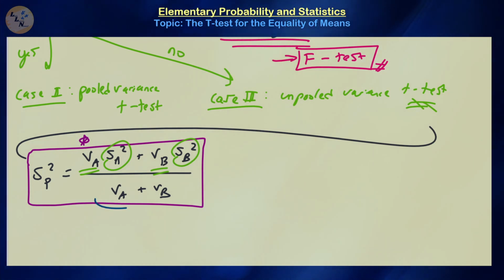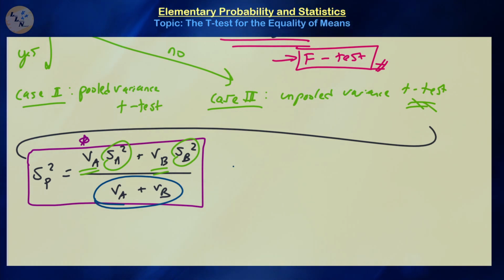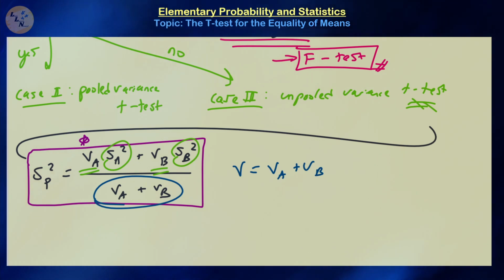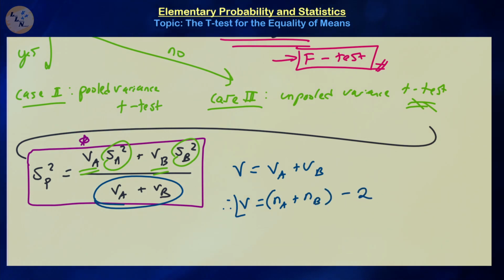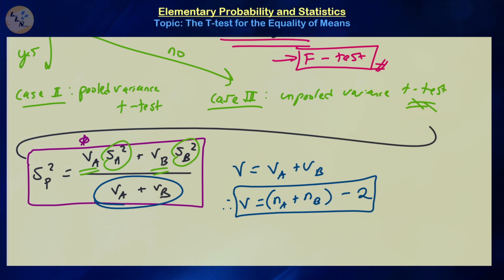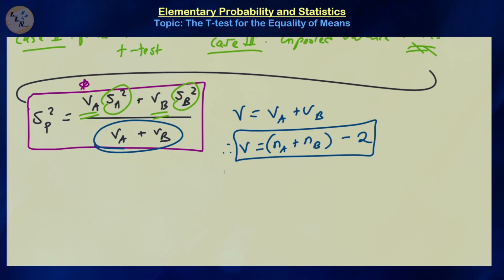Also, keep in mind, this bottom is actually called the degrees of freedom for the test. So the degrees of freedom that we're going to be using for our t critical value is just going to be equal to nu a plus nu b, which is the same as the sample size of a plus the sample size of b minus 2. We're working with two different independent samples, so the degrees of freedom is the total sample size minus 2, which is just minus 1 minus 1.